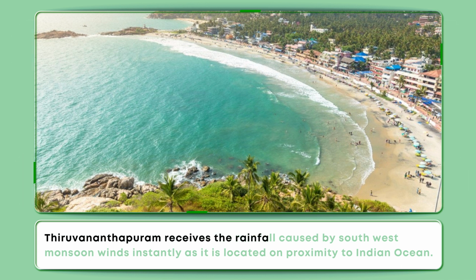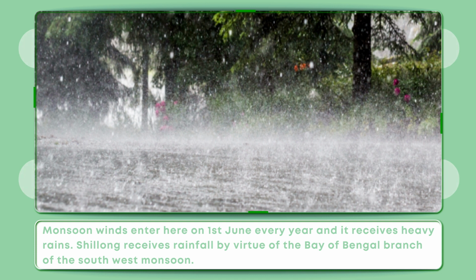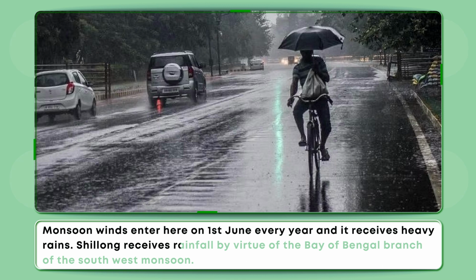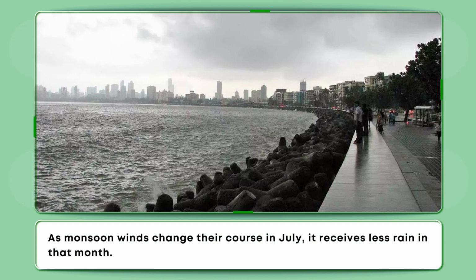Thiruvananthapuram receives the rainfall caused by southwest monsoon winds instantly as it is located in proximity to the Indian Ocean. Monsoon winds enter here on 1st June every year and it receives heavy rains. Shillong receives rainfall by virtue of the Bay of Bengal branch of the southwest monsoon. As monsoon winds change their course in July, it receives less rain in that month.